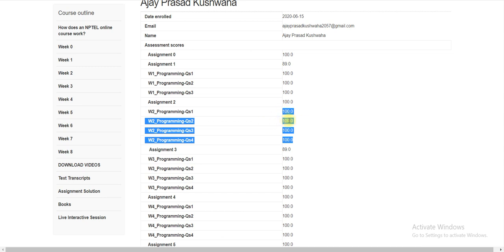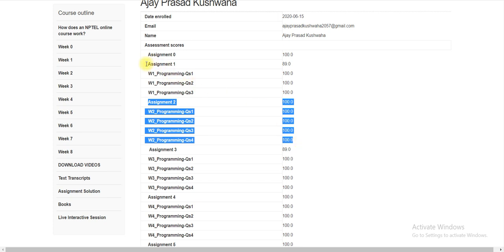So NPTEL sums the quiz assignment score plus programming assignment. The average programming assignment score for this week is 100 and the quiz assignment score is 100. So 100 plus 100 is 200, and 200 by 2, because they are taking the average of the week. So it will be 100. So in week 2 of this course, our average score for this week is 100.